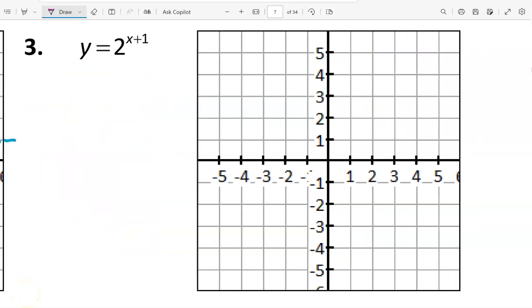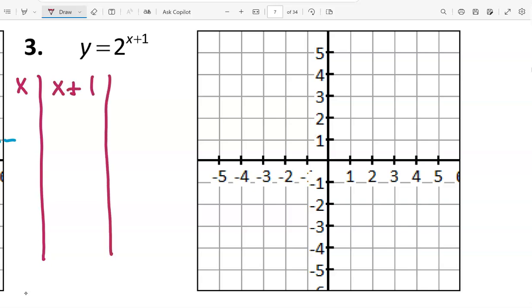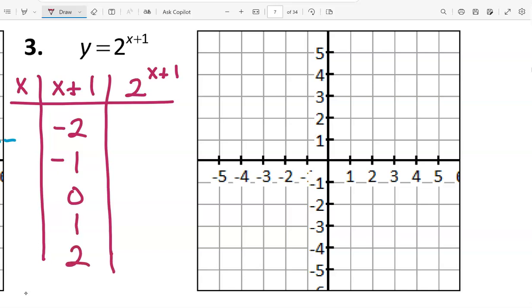In number 3, we can set up a similar table. We're going to start with x, and then first add 1 to it, and then raise 2 to that power to get the value of y. So, similarly, we can make our exponents, which are the values of x plus 1, equal to -2, -1, 0, 1, and 2. And then 2 raised to that power is 1/4, 1/2, 1, 2, and 4.